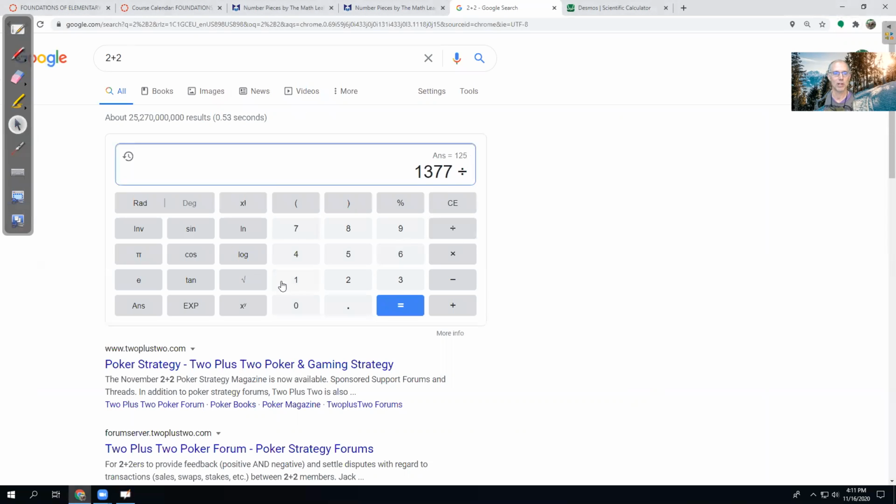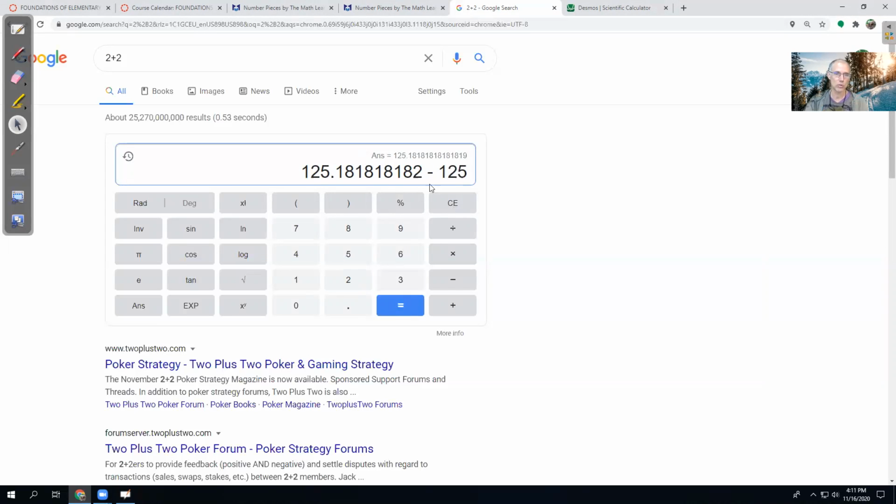1,377 divided by 11. This should be more interesting. There we go. So we can see it goes in 125 whole times, and then we get this decimal remainder that we want to figure out. So the next step after you do the division is you take away the quotient. The quotient is that 125.